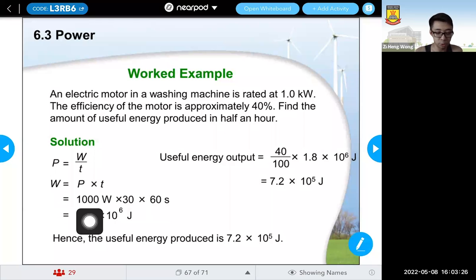So P is 1000 watts. Then time, half an hour is 30 minutes times 60 seconds. So the amount of energy is 1.8 times 10 to the power of 6 joules. But then they want the useful energy based on 40%. So I'll take 40% of this 1.8. This gives me about 7.2 times 10 to the power of 5 joules.